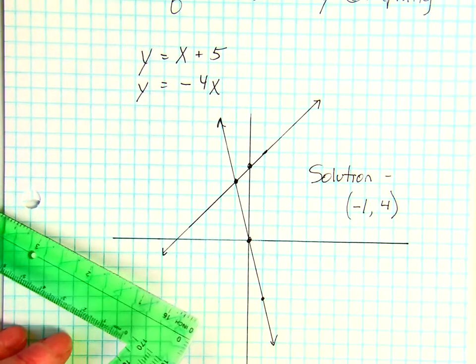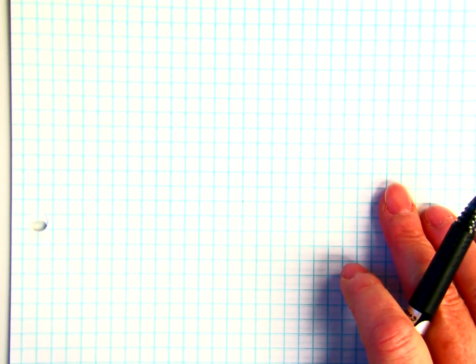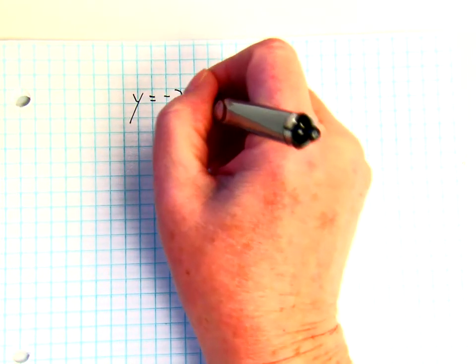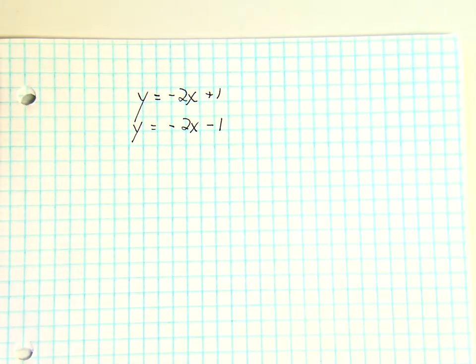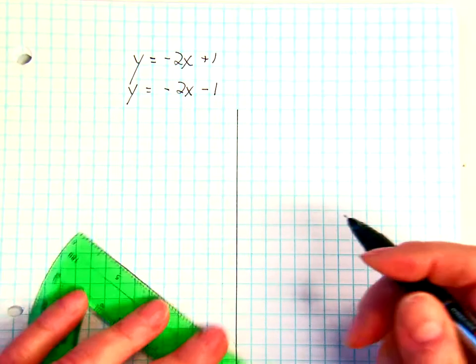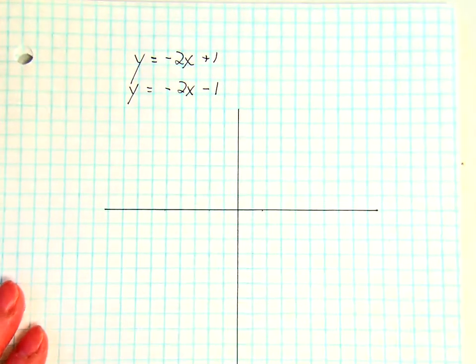Let's look at another possibility here. Let's say we've got, and let me move this up a little bit so that you can actually see what I'm doing, y equals negative 2x plus 1 and y equals negative 2x minus 1. Now, on some of these, hopefully you could just look at them and see what is most probably going to happen here. But we'll go ahead and graph them anyway. I just want to show you that there are other options.